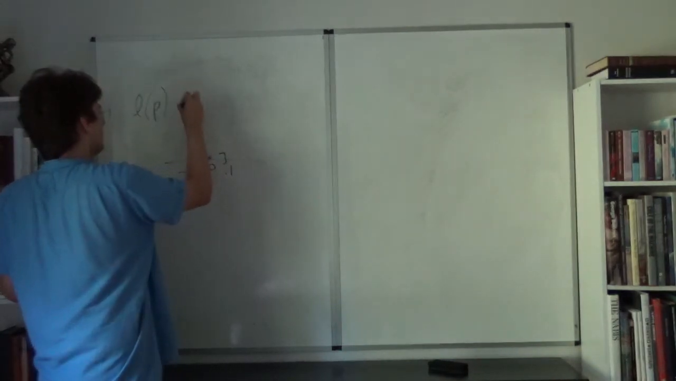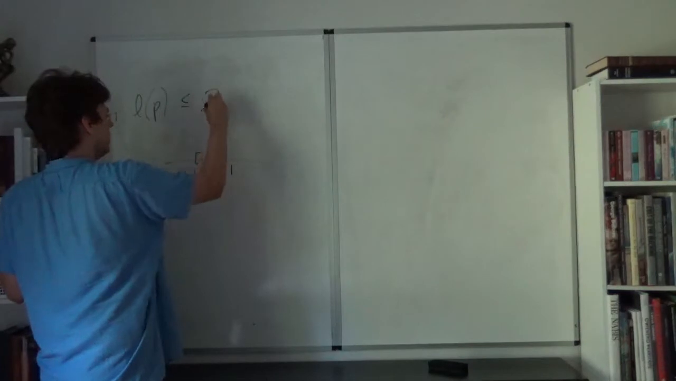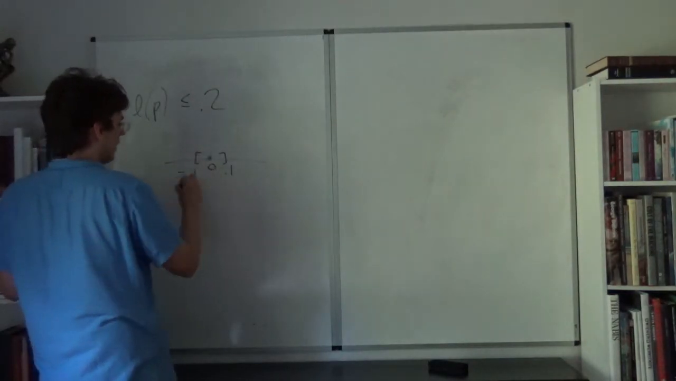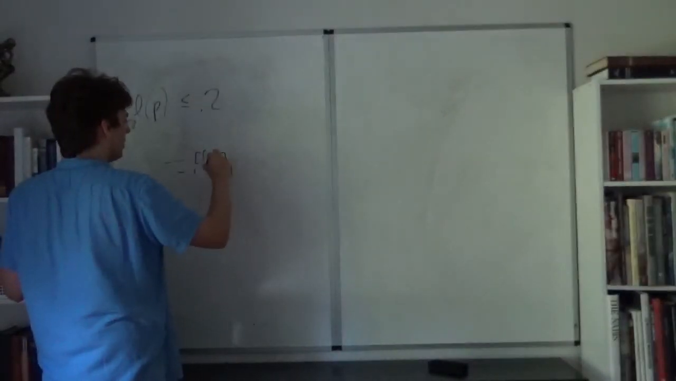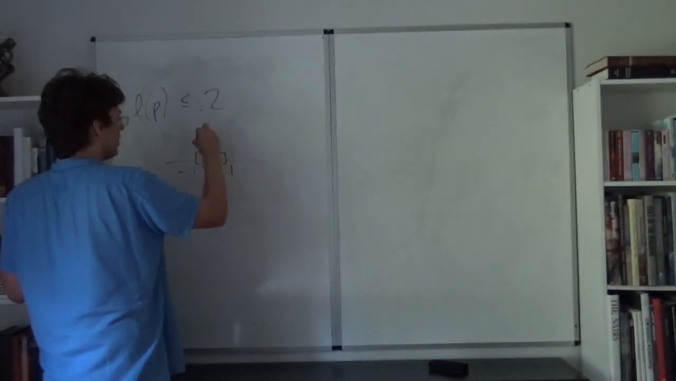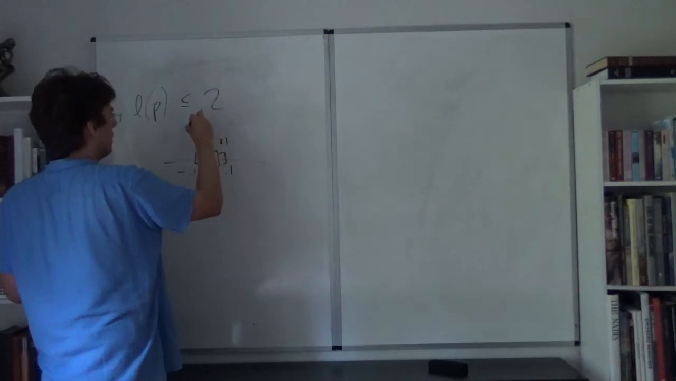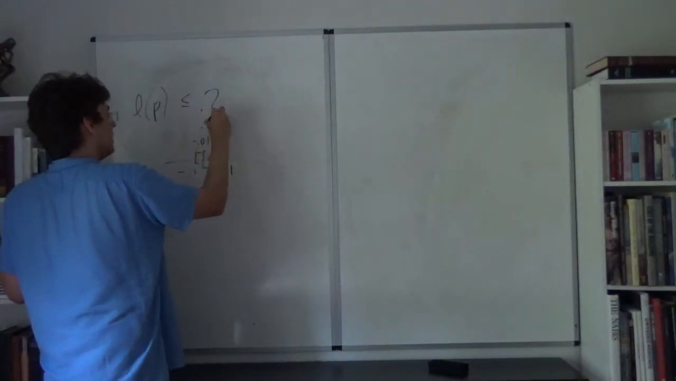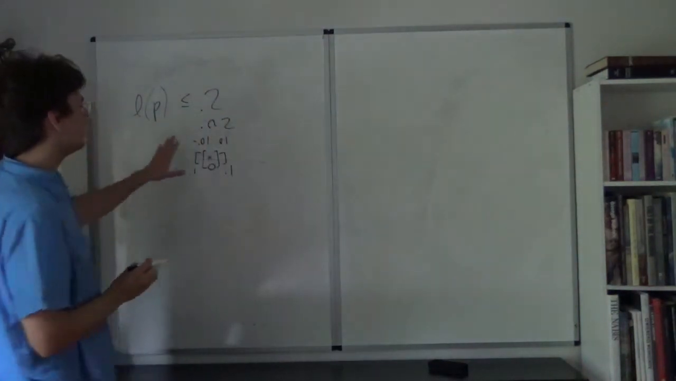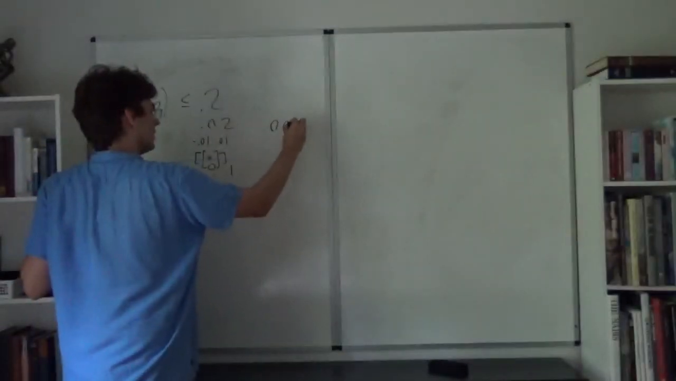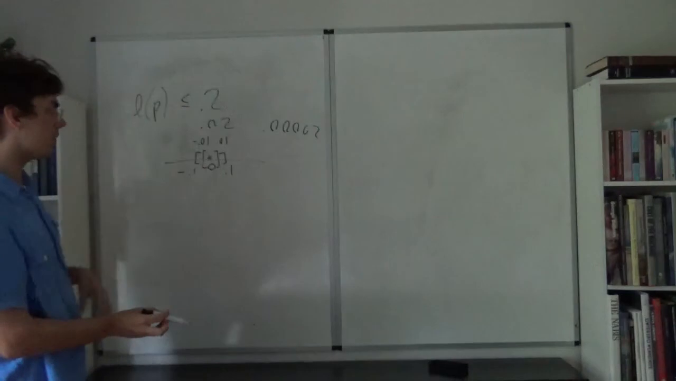So I know it's less than or equal to 0.2, because that's the length of that interval. I can cover it with negative 0.01 to 0.01, which would be 0.02. I can cover it with even smaller ones than that. Do I get like 0.0002? I can keep doing this on and on.